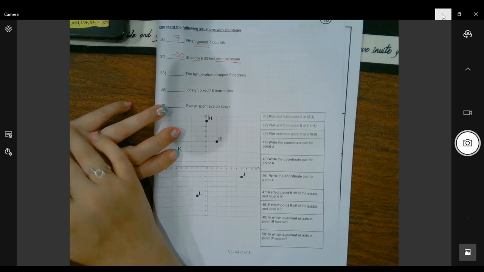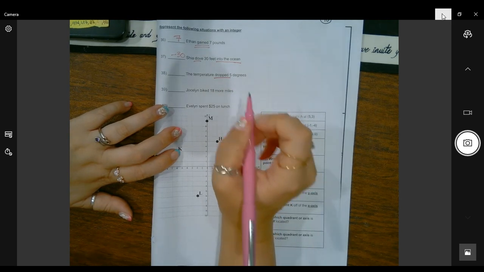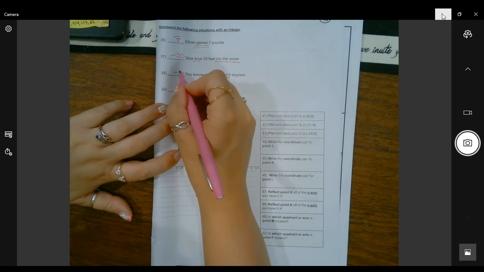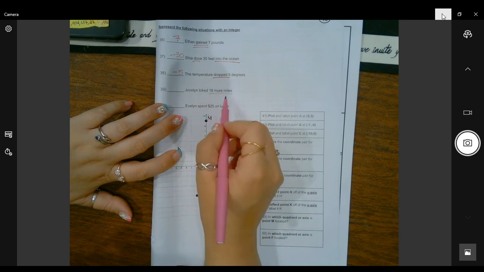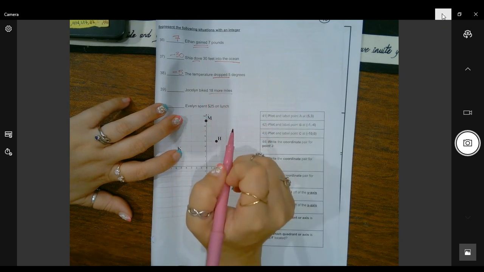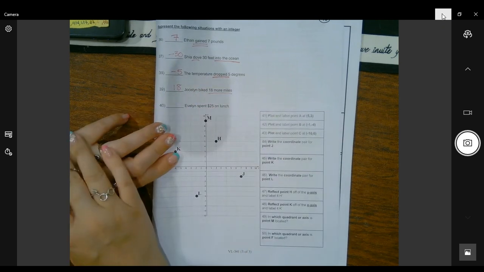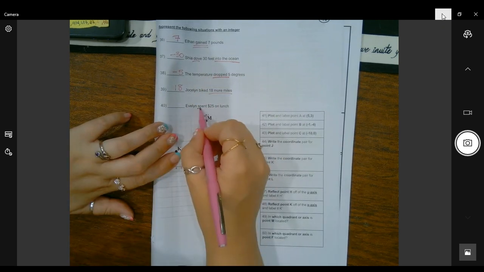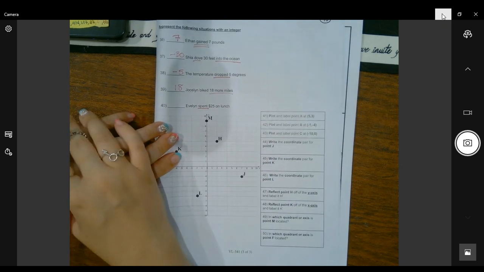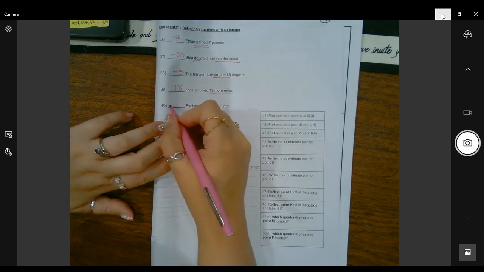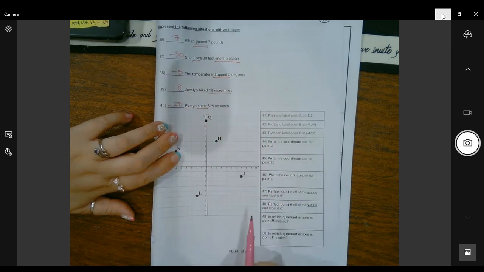It says the temperature dropped 5 degrees. What do you think dropped is? What'd you put? Yeah, it was negative 5. And then Jocelyn biked 18 more miles. Did you put a positive or negative there? Hopefully you put a positive 18 miles. Evelyn spent $25 on lunch. Is spent representing a positive or negative integer? Yeah, you're right. It's representing a negative integer because when you spend money, sadly it leaves your wallet, doesn't it?